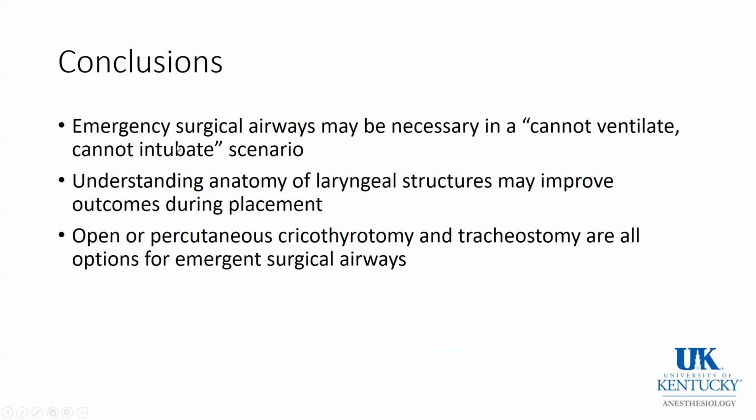So some conclusions. Emergency surgical airways may be necessary in a cannot ventilate, cannot intubate scenario. Understanding the anatomy of the laryngeal structures might improve the outcomes during the placement. And you can use open or percutaneous cric or trach. They're all options. And obviously, in the case of an unanticipated problem, whatever kit is available to you may help determine what decision you're going to make.